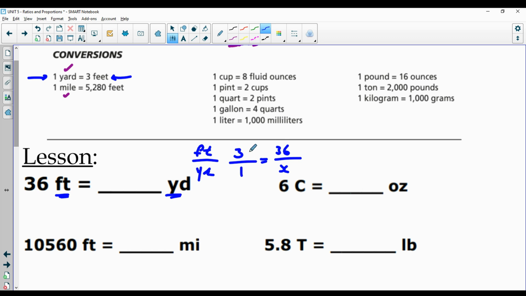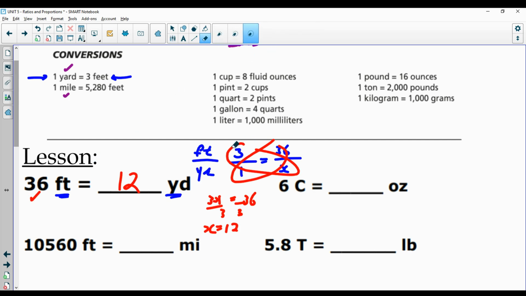The question is, how many yards is 36 feet? I know some of you already know the answer. What we're going to do is cross multiply. That's 36 times 1, which is 36, and 3 times x is 3x. Divide both sides by 3, and x is 12. There's our first answer. In other words, if 1 yard is 3 feet, then 12 yards is 36 feet. Very straightforward, actually.